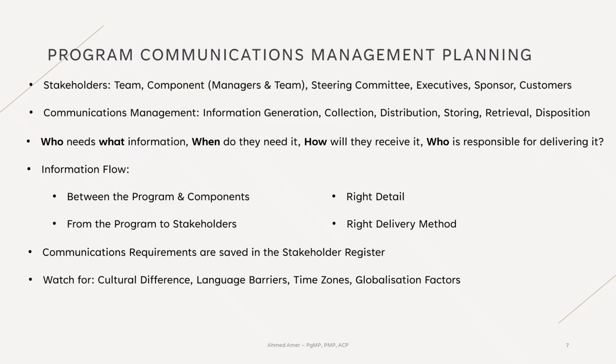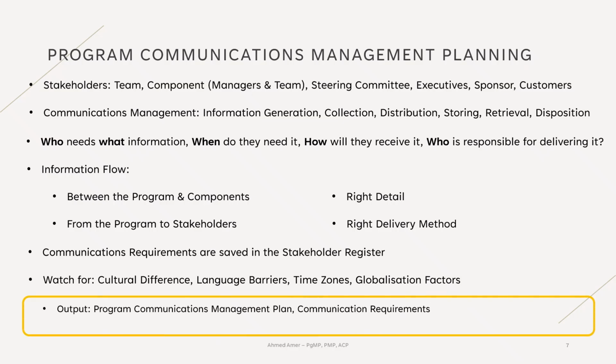In a nutshell, program communications management planning can be complex, but it is absolutely essential. When done well, it keeps everyone aligned, reduces friction, and supports better decision making across the entire program. The key outputs of this activity are the program communications management plan and the communication requirements that feed into the stakeholder register.